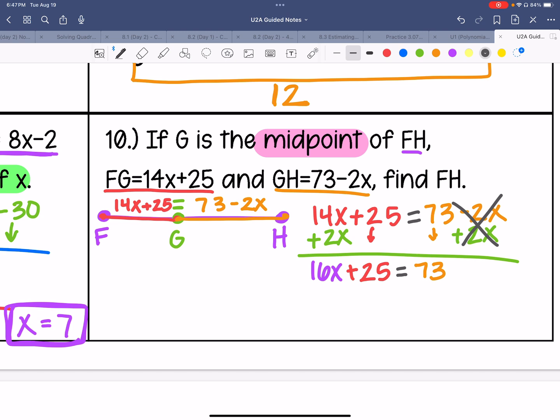All right, my x's move to the left, so that means that my numbers, this plus 25, needs to move to the right. Again, we need to do the opposite of addition in this case, which is going to be subtraction. So we are going to subtract 25 from both sides of our equal sign. I'm going to bring down that 16x that I did not do anything with. 25 minus 25 is 0. Bring down my equal sign. And then 73 minus 25 is going to give me 48.